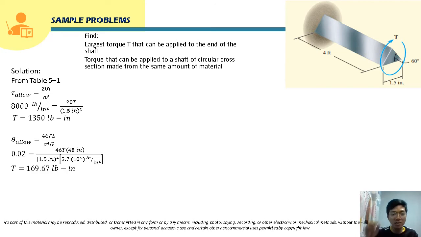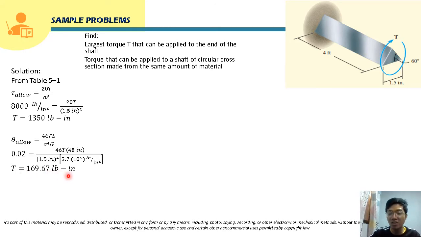The answer for this, class, is 169.67 pound inch. From these two values of torque T, we are going to compare them, and we are going to use the lowest value of T. So T is equal to 169.67 pound inch.